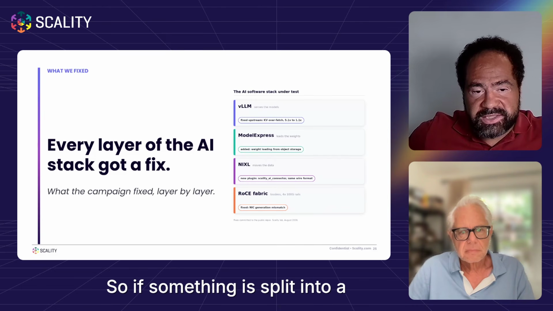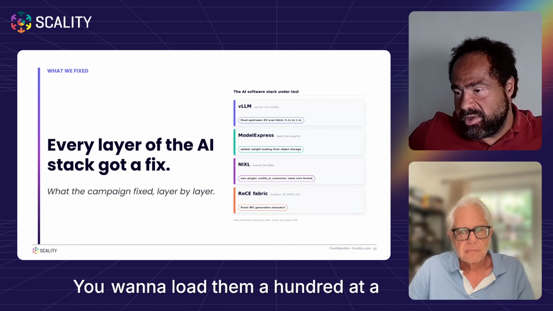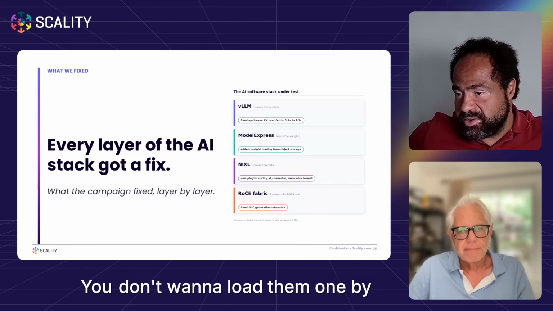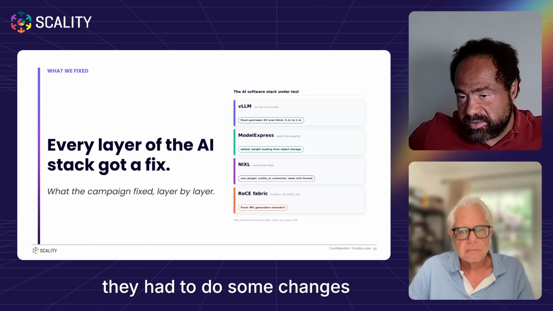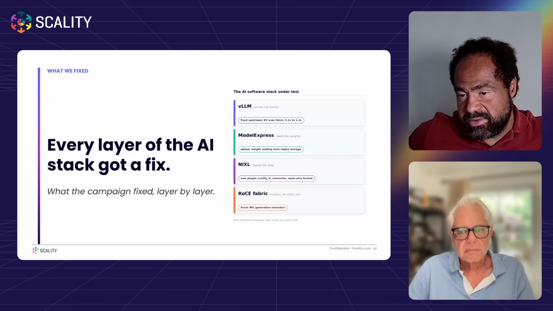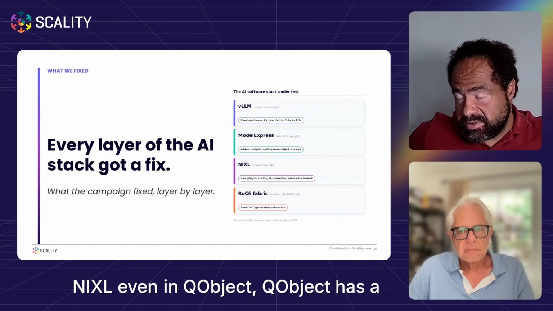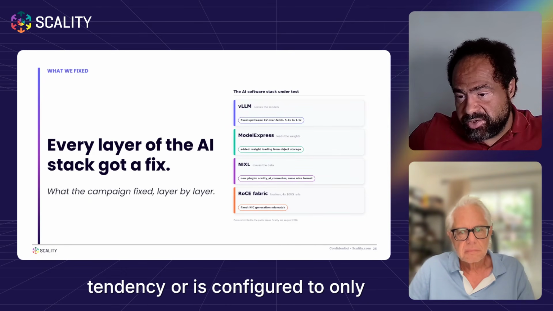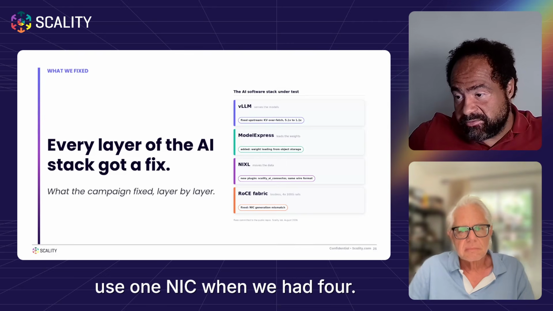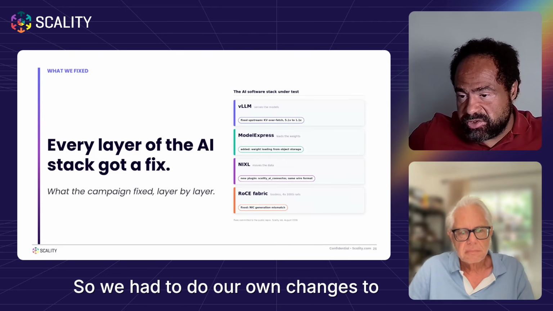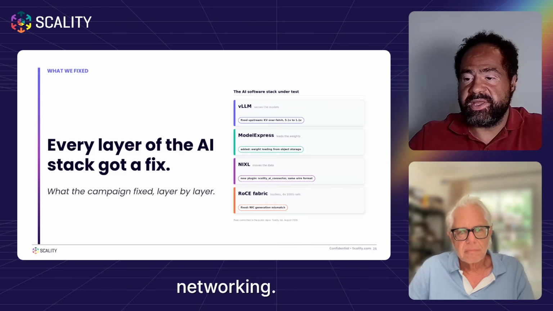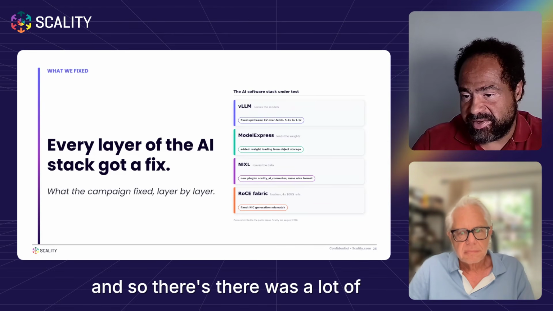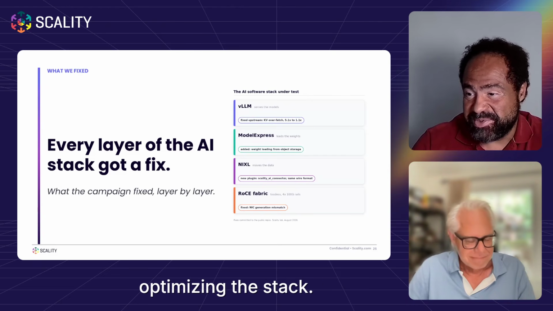So if something is split into 1,000 objects, you want to load them 100 at a time. You don't want to load them one by one. So some of the stack wasn't optimized, and they had to make some changes to it. Also in NIXL, even in the object plugin, it has a tendency, or is configured, to only use one NIC when we had 4. So we had to make our own changes to be able to use all 4 devices, because we want 400 gigabit networking. And so there was a lot of not fighting the stack, but optimizing the stack.